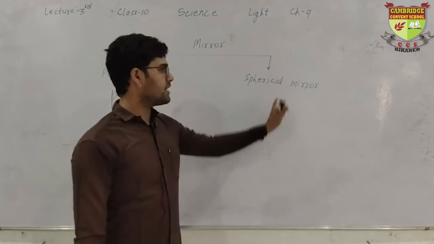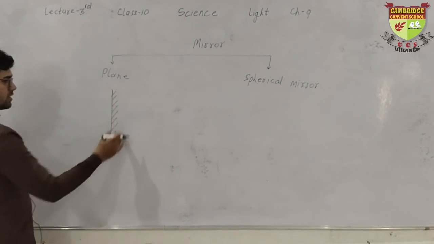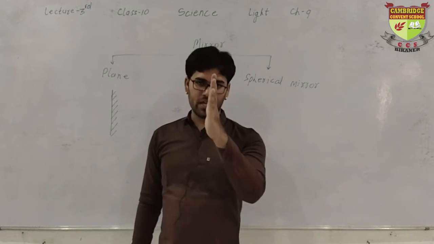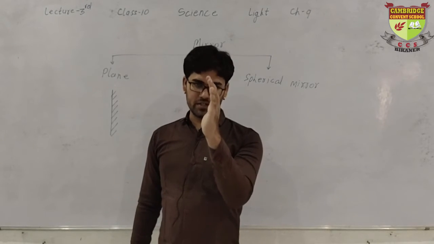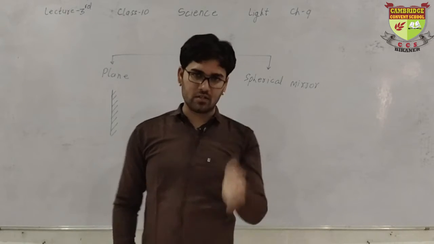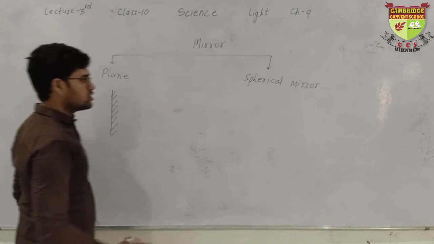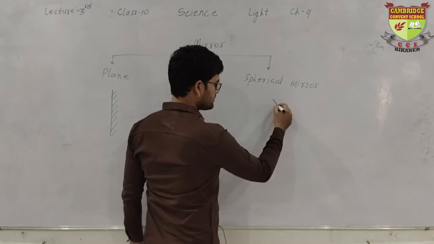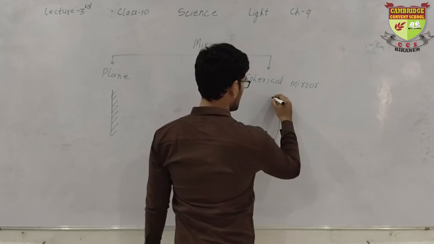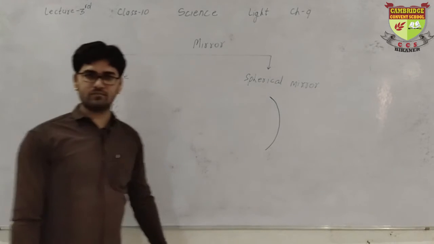But what about the spherical mirror? Suppose this was a plane mirror, and I curved it like this. I curved it, I made it curved in an arc manner, right? This particular mirror was made curved, so it will be something like this, right? So this type of mirror is known as a curved mirror.